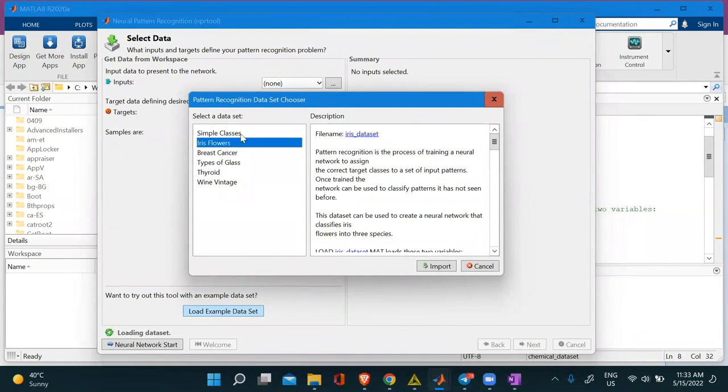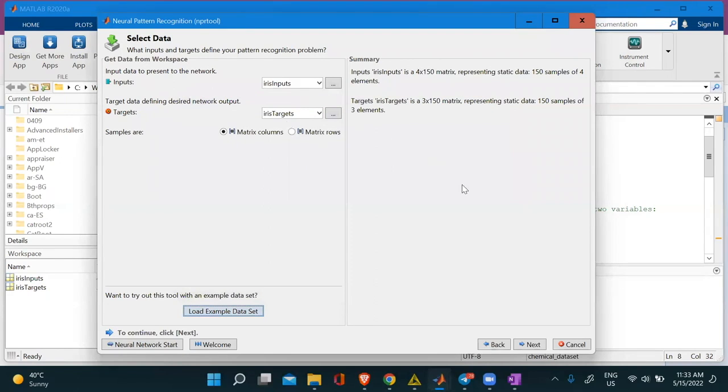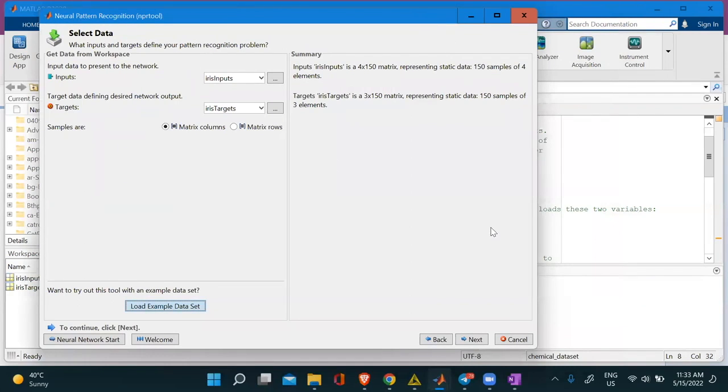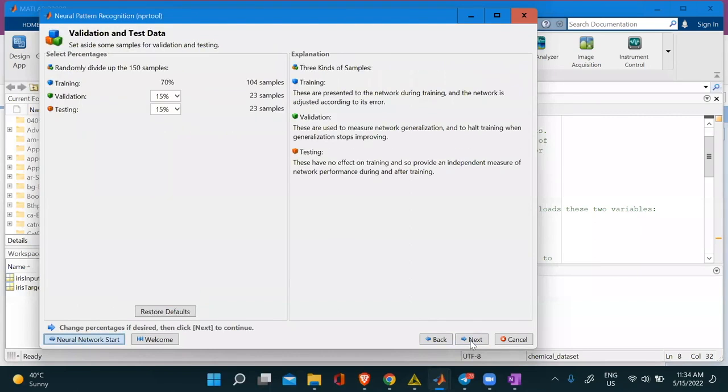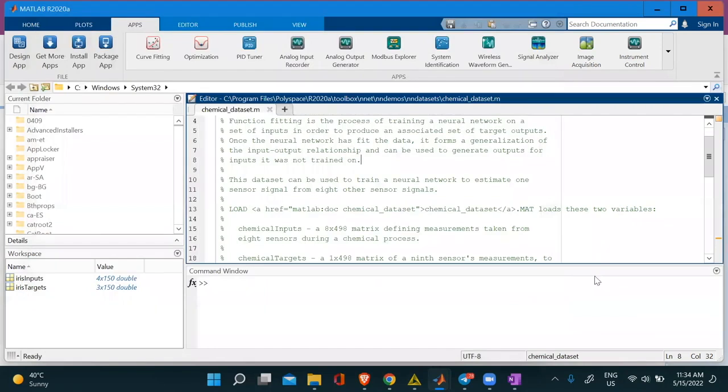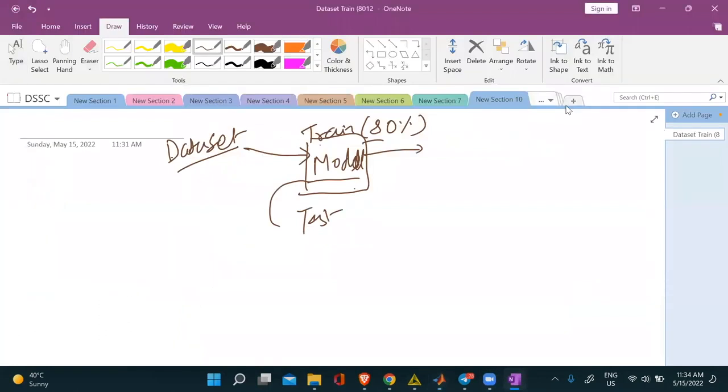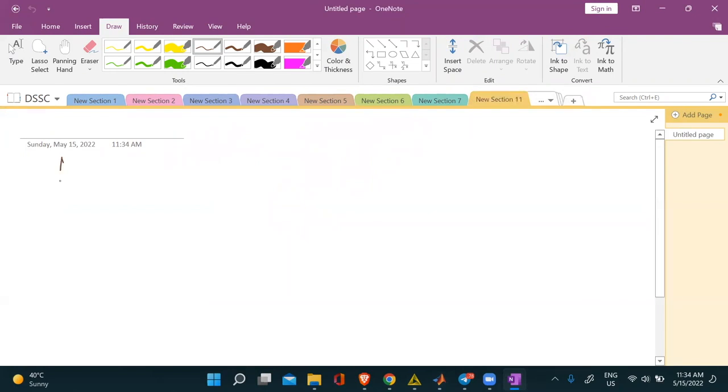For this, we have different example data sets: breast cancer, types of glasses, thyroid, and wine vintage. So suppose I take this example, the iris flower. I will explain what this iris flower data set is. So you can see in this iris flower data set, we have 104 samples. So let me just show you what this technique is, and now you can think of a problem related to your data set. This iris flower data set has three kinds of flowers.